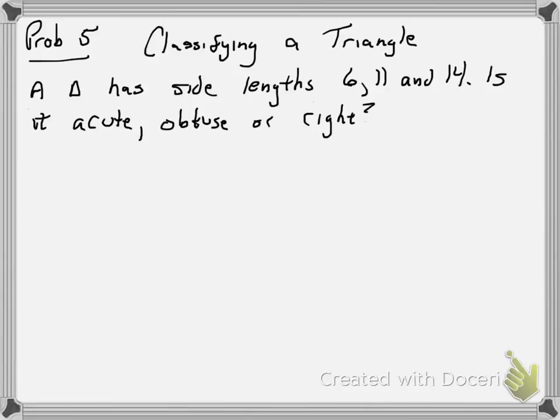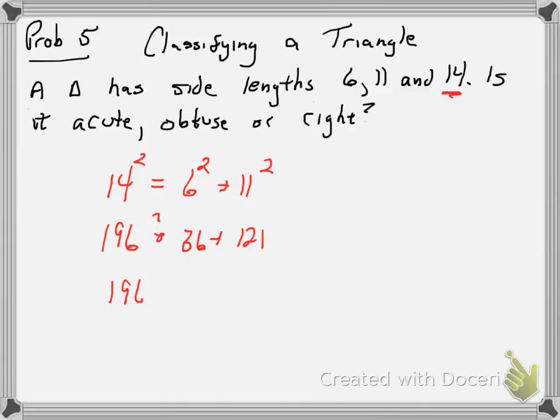So you're classifying this triangle with side lengths 6, 11, and 14. So again, identify the biggest side, 14. Is 14 squared equal to 6 squared plus 11 squared? So I'm going to punch those again. Punch them in your calculator. You get 14 squared, which is 196. Is that equal to 36 plus 121? Is 196 equal to 157? No. In fact, 196 is greater than 157. So if it's greater than, we know that the triangle is obtuse.